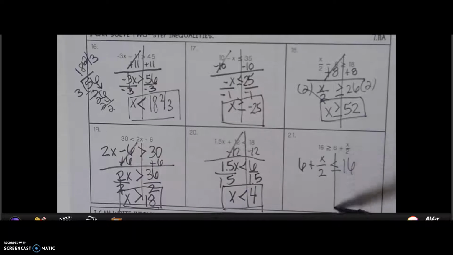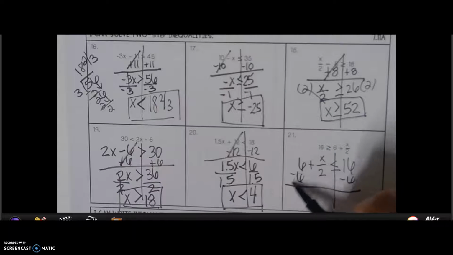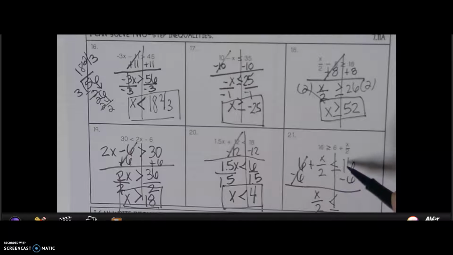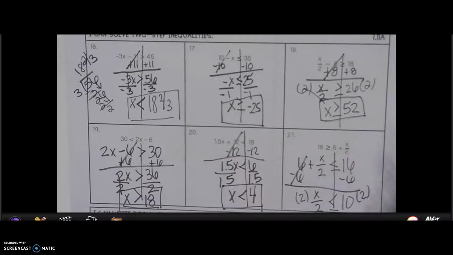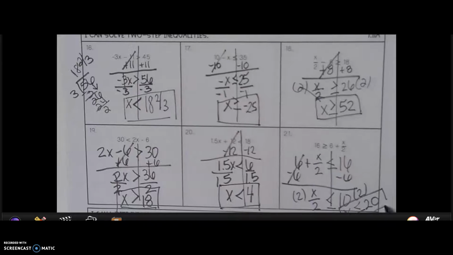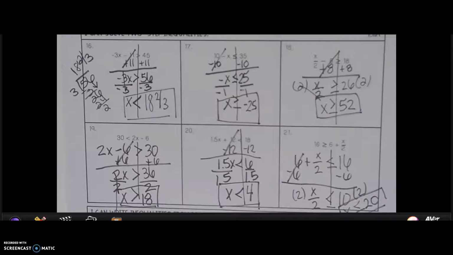Okay, then I'm just going to solve the inequality and do my constant first. That'll give me x over 2 is less than or equal to 16 minus 6, which is 10. I'm going to undo my division with multiplication. So I will have x is less than or equal to 20. I did not have to do anything to my inequality symbol because I didn't multiply or divide by a negative.